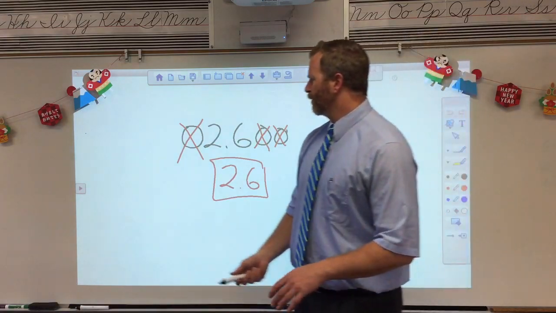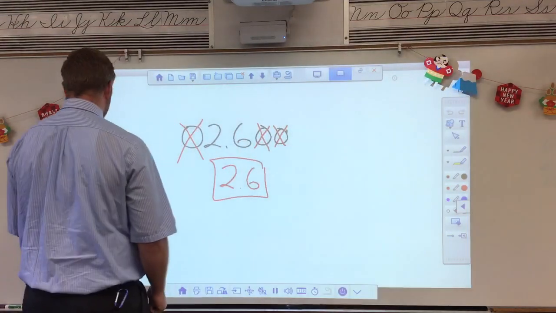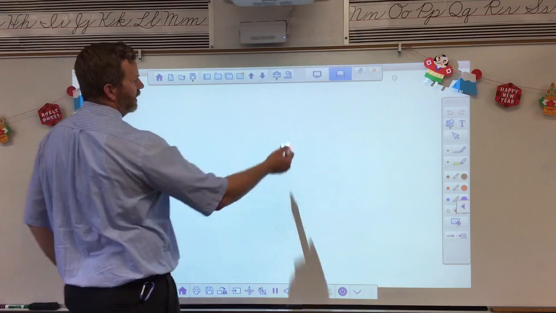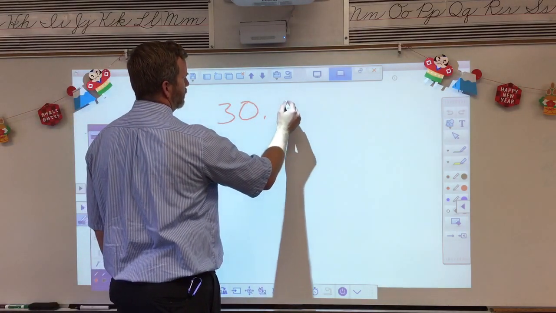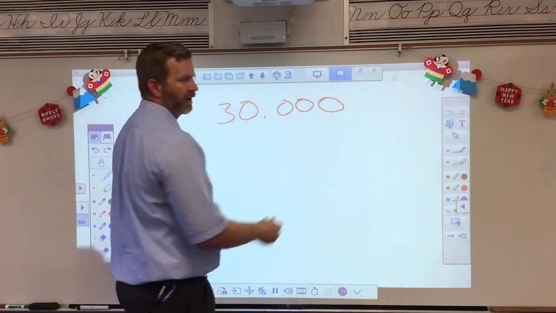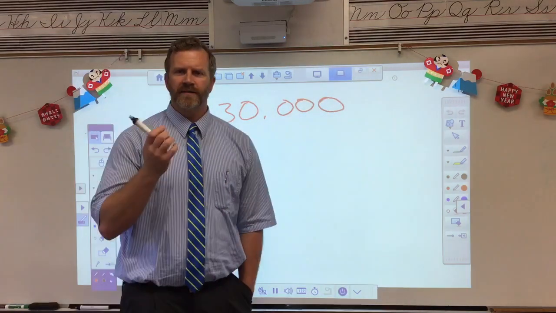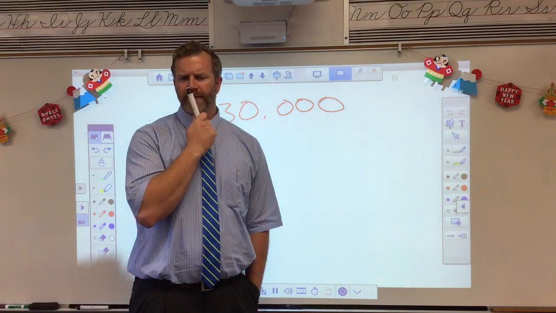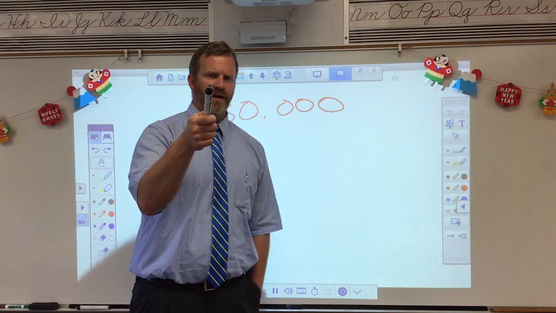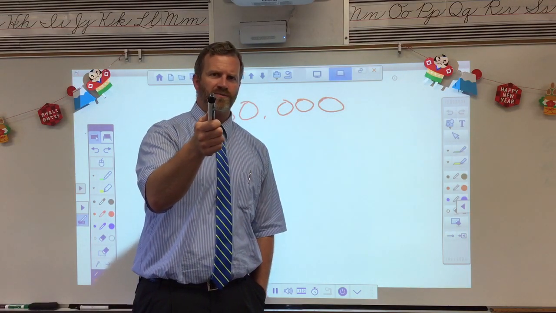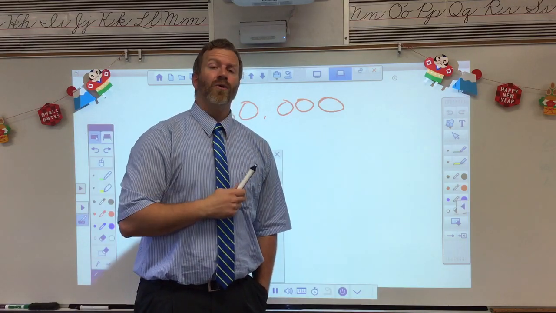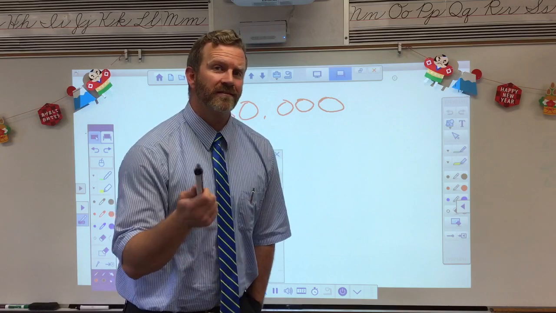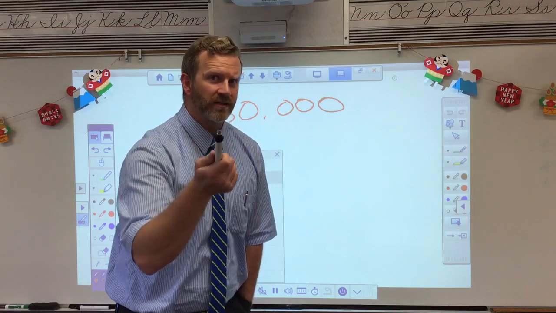Now, let's try another one. Let's say I have 30.000. Okay, let's see, who could help me out? Austin, I know you're paying attention. Get ready to do this one. Now, what zeros can I take out, Austin? Tell me, which ones?